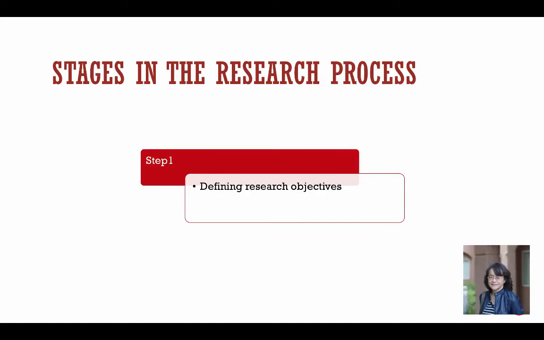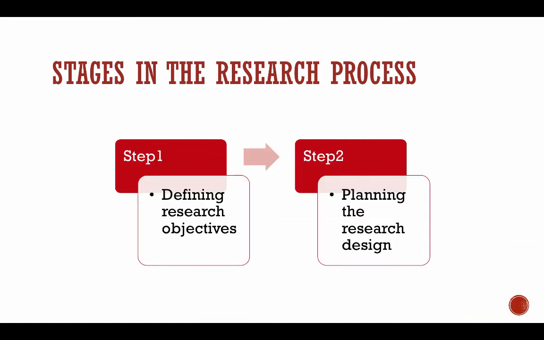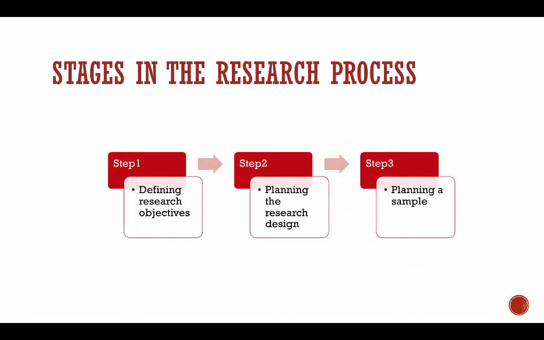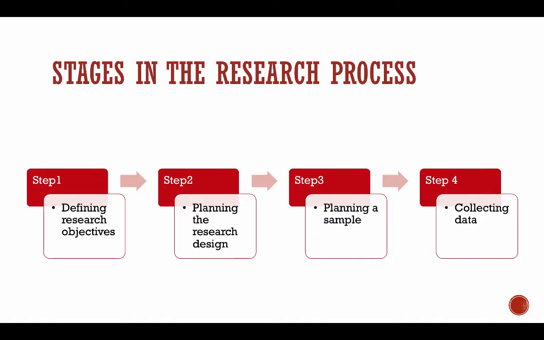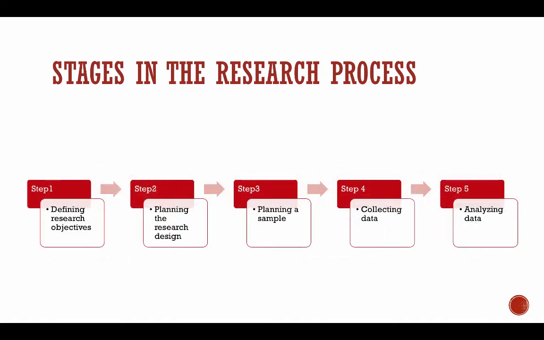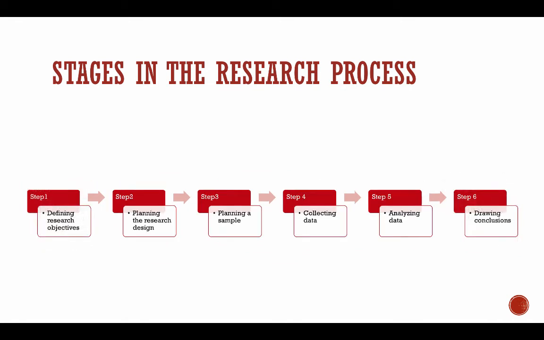Next, I'm going to briefly introduce the 6 major stages of the research process. They are: the first step is defining research objectives, and the second is planning the research design. Once you define objectives and plan the research design, the next step is planning a sample. Step 4 is to collect data, then analyze data. The final step is to draw conclusions. Each stage involves a subsequent set of steps.